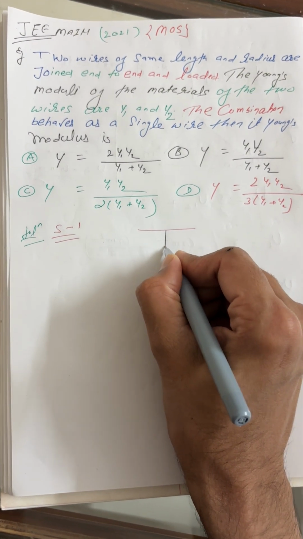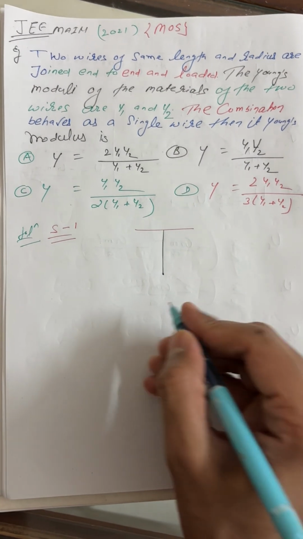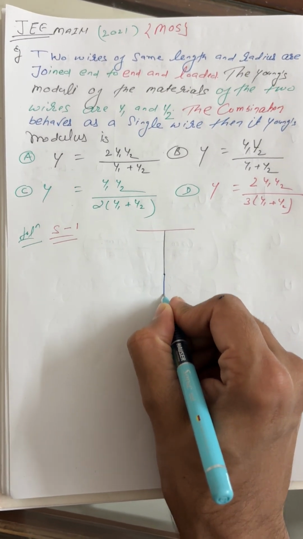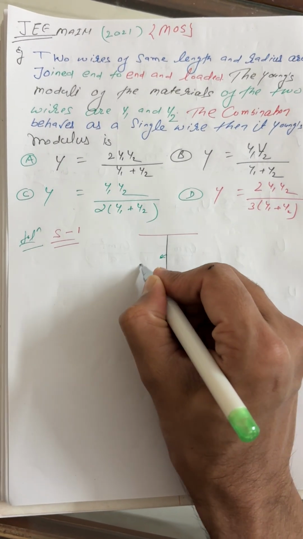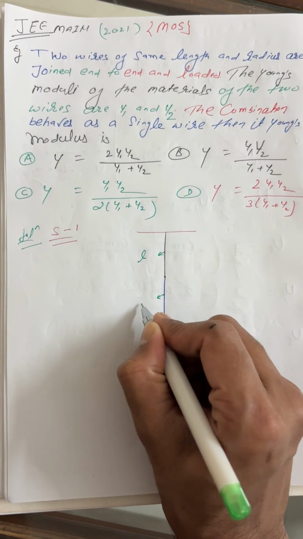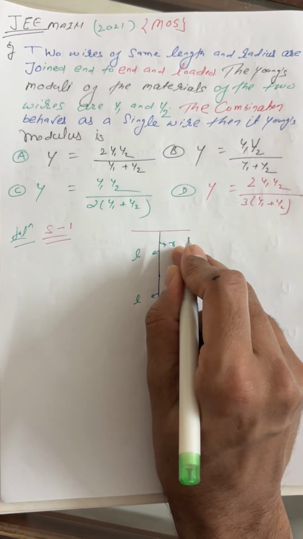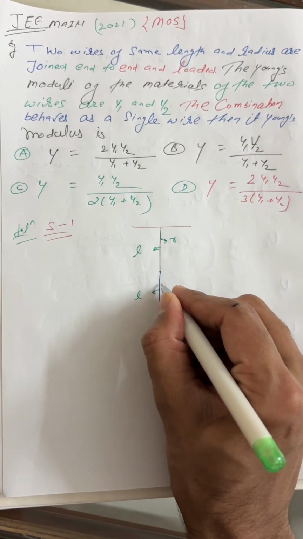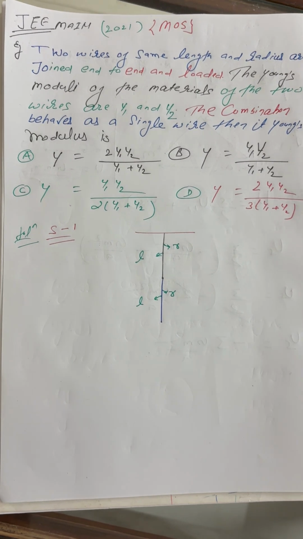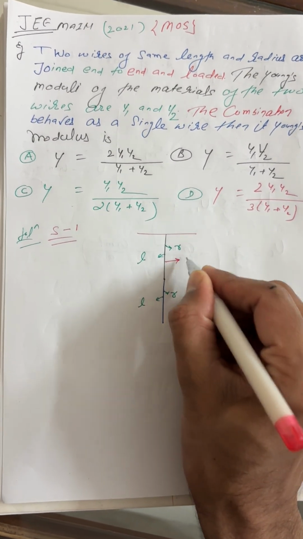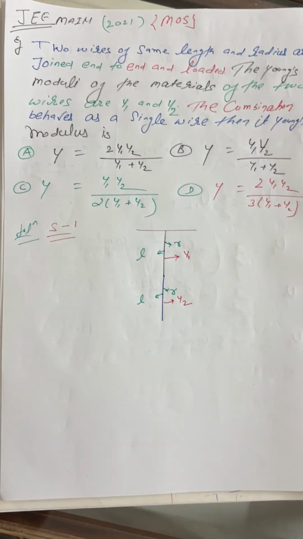Now I'm considering rod 1. They mentioned the rods are connected end to end, so now I'm going to connect another one. Here I'm considering the length L for this rod, and this rod also has length L. Their radius is also the same, R. I'm considering all this data according to the question's demand. Here we wish to find Young's modulus, so this one is Y1 and this one is Y2.